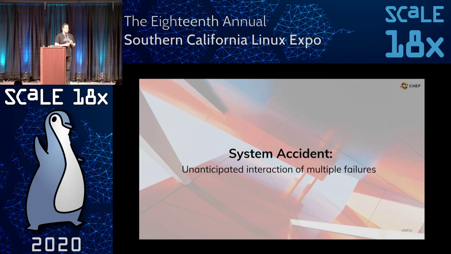So when we say system accident, what are we actually talking about? The definition we're using today is just the unanticipated interaction of multiple failures. So we're saying not a single thing failed, not a couple things failed in different places, and that caused us a kind of a big incident, big concern, but multiple failures interacted in a way that we didn't anticipate, that we didn't foresee, that we didn't have any ability to plan for, and as a result of that, the system failed in a catastrophic fashion.